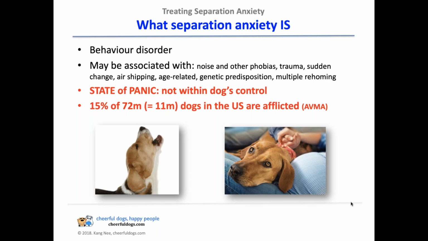It could be age-related. And as with a lot of behavioral challenges, there's always nature and nurture at play here. So genetic predisposition is also involved. And for some dogs, multiple rehoming can also trigger the onset of separation anxiety. So when a dog shows separation anxiety, it is in a state of panic. The dog cannot control its behavior. And the American Veterinary Medical Association has estimated that about 15% of the dog population in the US, and that's a whopping 11 million dogs, and that's not even counting dogs outside of the US, could be afflicted with separation anxiety. So I'm going to take you back to that little bit about the conversation that I hope we are going to have later, is that there are a lot of dogs out there that need our help.